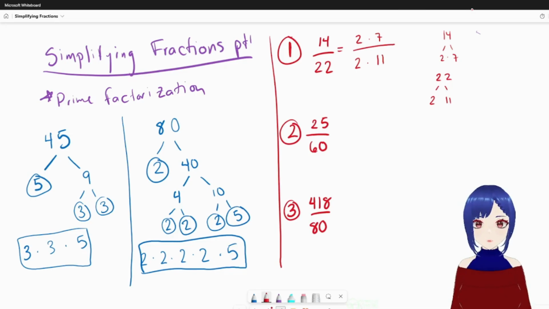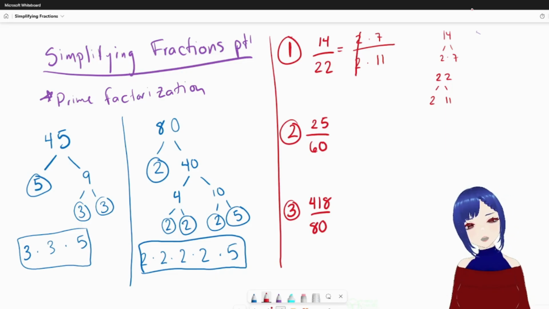So this leaves us with 2 times 7 for the 14, 2 times 11 for the 22. So you'll see in the top and bottom we have a 2. And since we have the same thing at the top and the same thing in the bottom, they can cross out or cancel out.